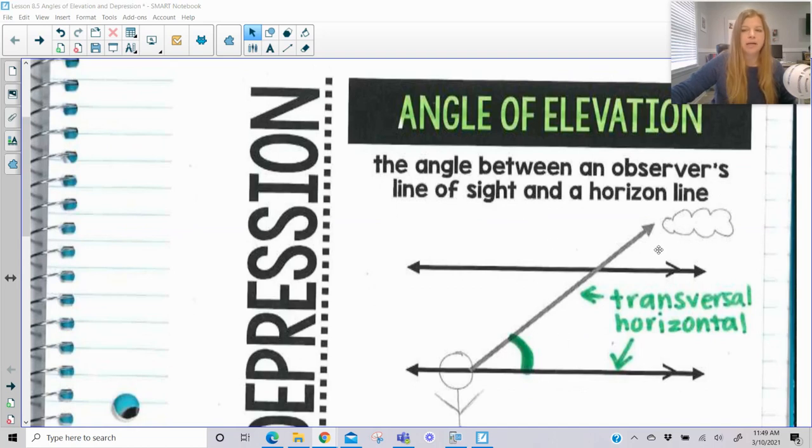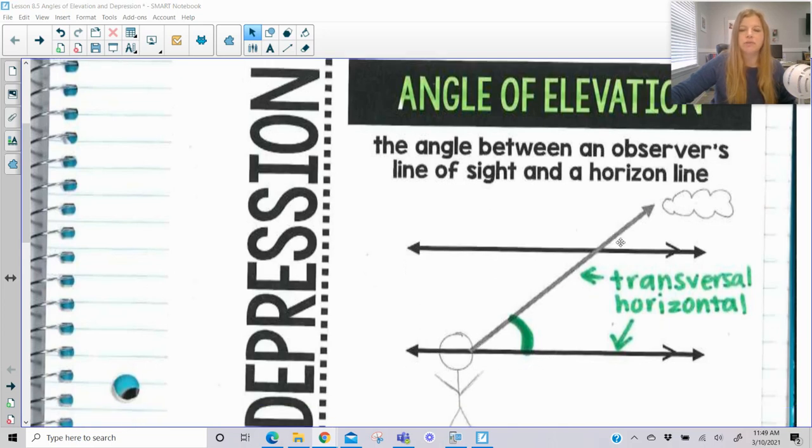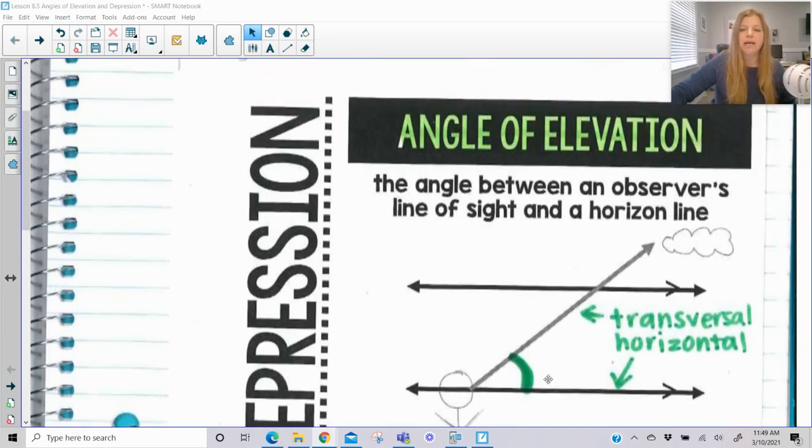So first of all, angle of elevation means that it's the angle between the observer's line of sight and a horizon line. So here, if I had two parallel lines and I have this transversal here, this is where the angle of elevation is. It's from the line of sight up into what you're actually looking at. So if I was looking up at a cloud, my angle of elevation would be the angle from my eyesight up into where those clouds are.